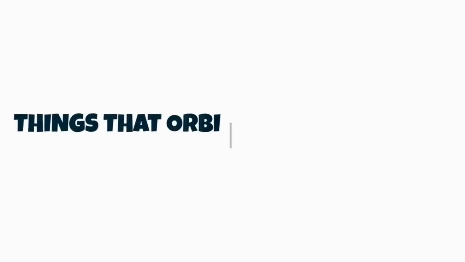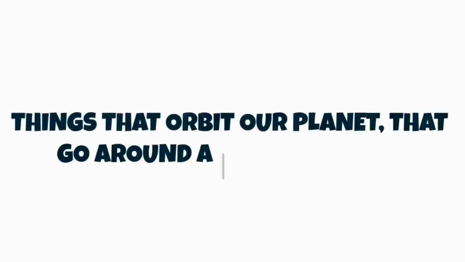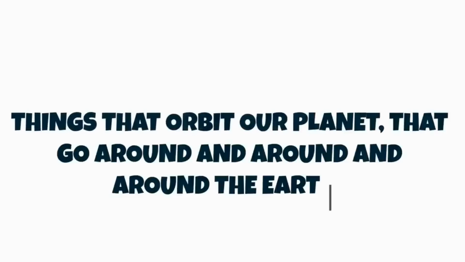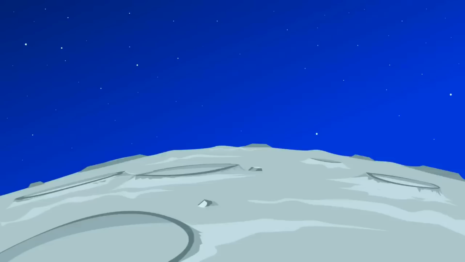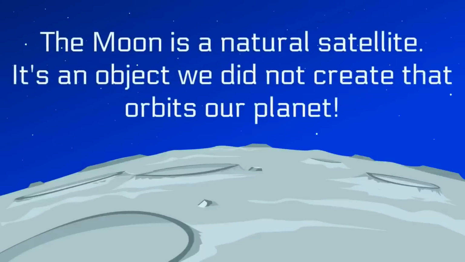Things that orbit our planet, that go around and around and around the Earth, are called satellites. Anything that orbits our planet is a satellite. The moon is a natural satellite. It's an object we did not create that orbits our planet.